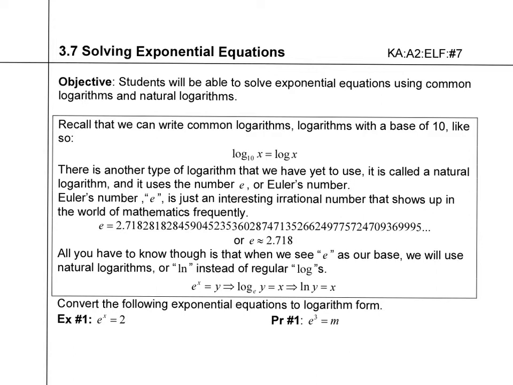Then what we really want to focus on in this one is what we call natural logs. So there's another type of logarithm that we get to use. It's called natural logarithms, okay? Natural logarithms use this number e, or Euler's number, but we just call it e. And e is just this interesting irrational number that shows up in the world of mathematics frequently. It just shows up a lot.